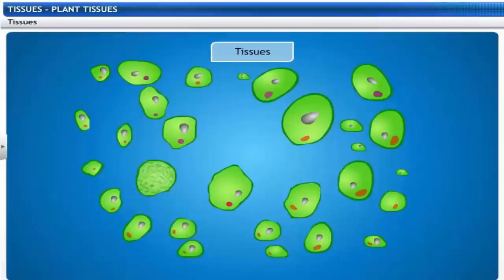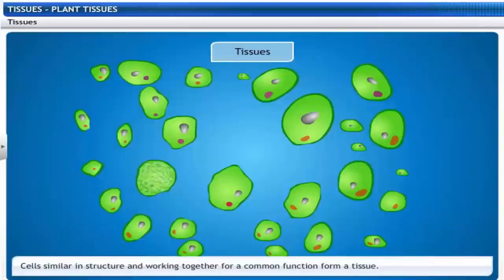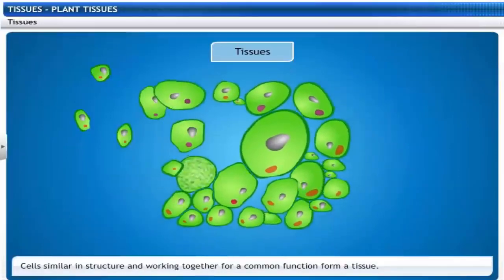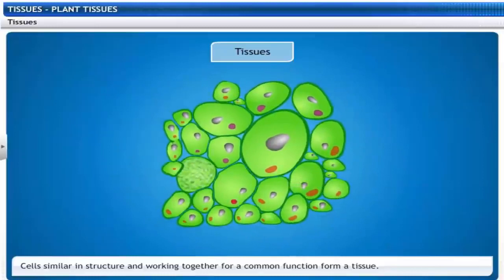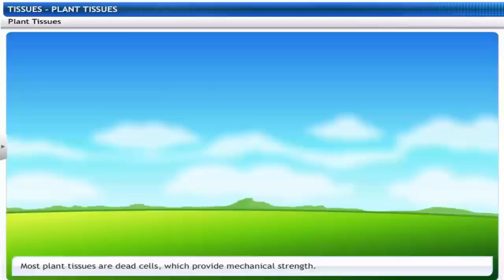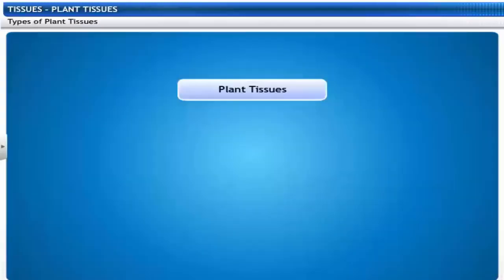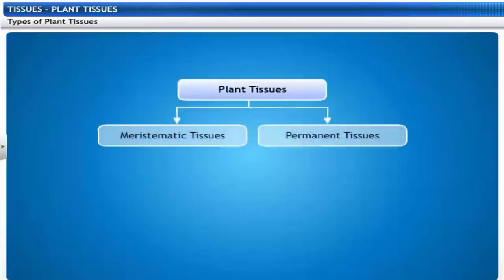What are tissues? A group of cells that are similar in structure and that work together to achieve a particular function forms a tissue. Plants are stationary, and so some of the tissues they have are dead cells, which provide mechanical strength. These are the different types of plant tissues: meristematic and permanent tissues.